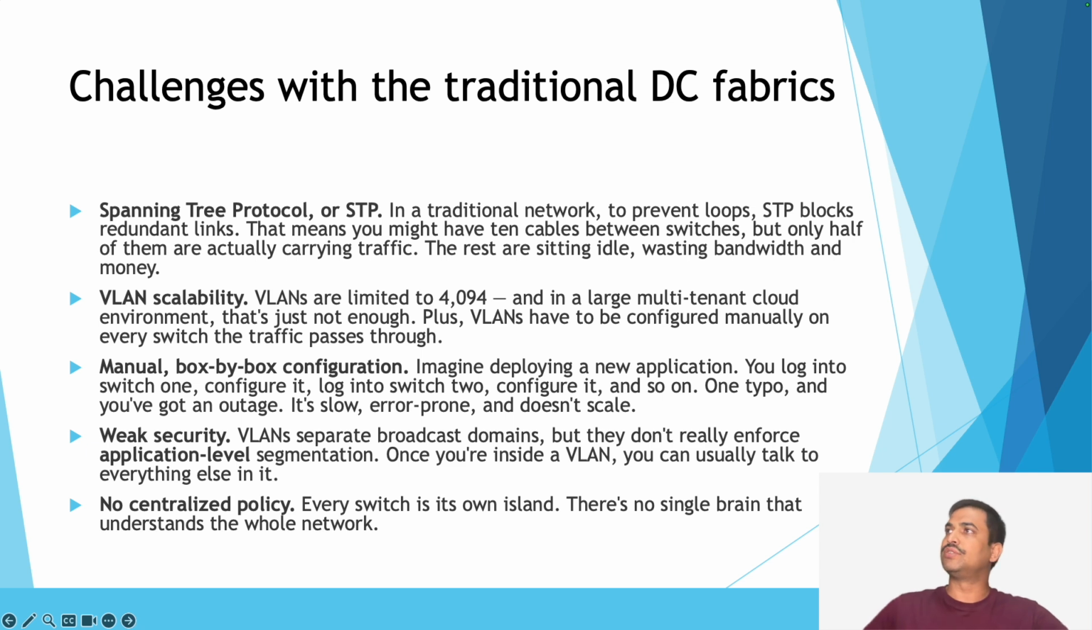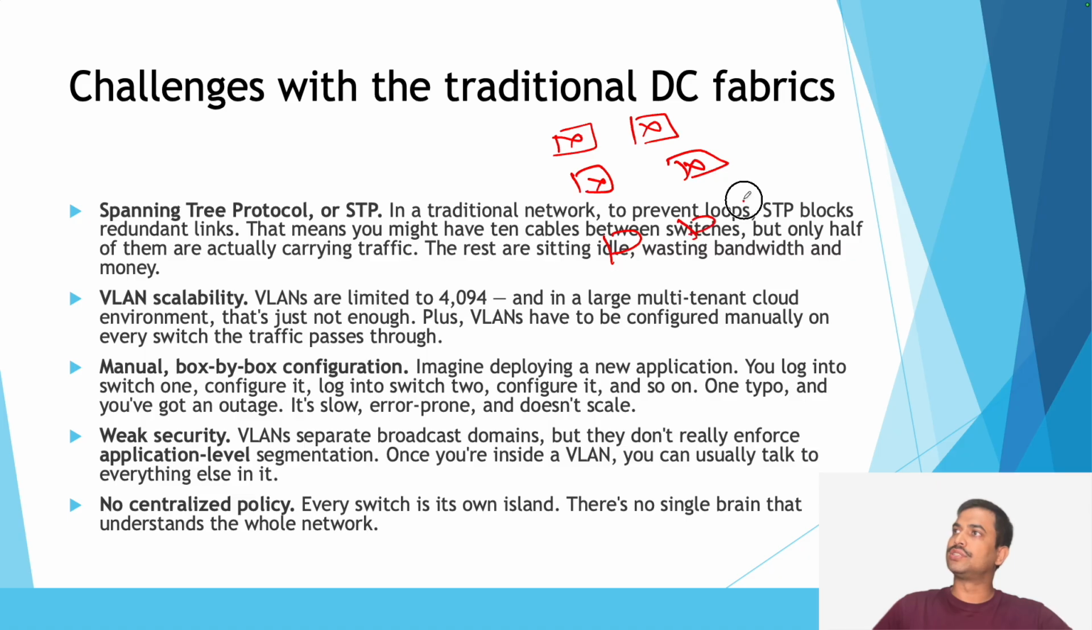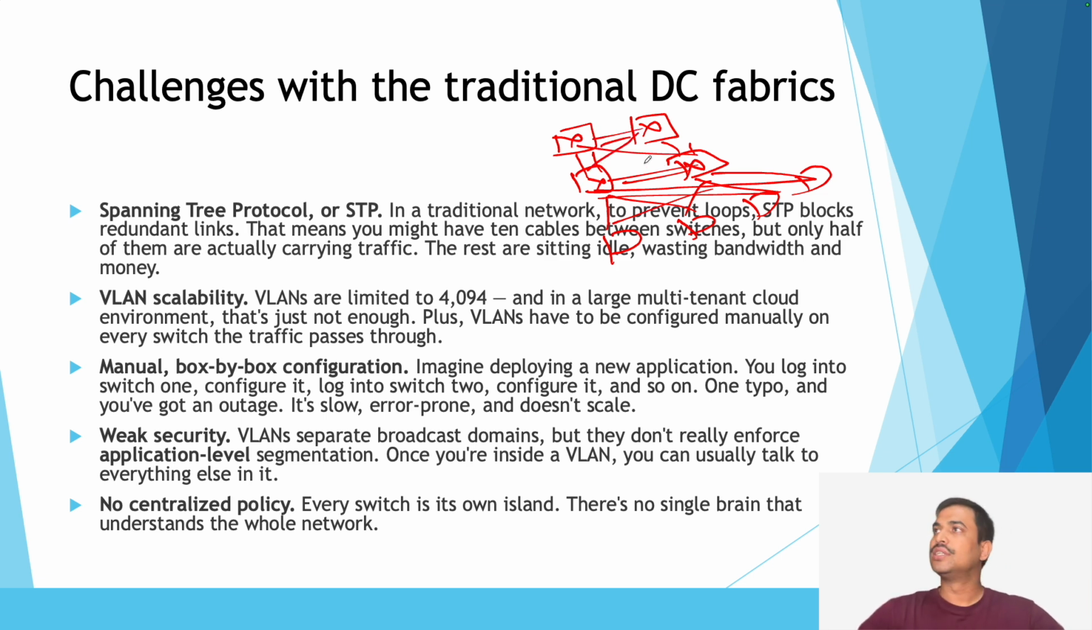Let me grab a pen and try to explain this. For example, if we talk about a traditional network, there would be a core layer, then an aggregation layer, and then access layer switches. These will have VPC connections. These will have port channels like this, like this. This is what we get from the traditional data center network.